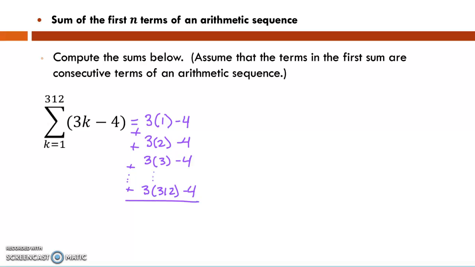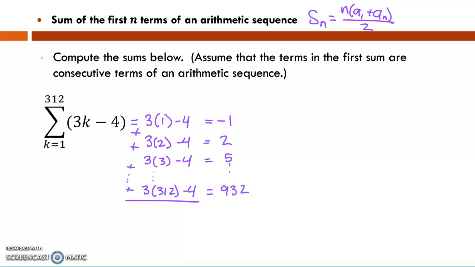And what do we get? That is the question. So we use the equation, the sum of the first n terms is equal to n times a sub 1 plus a sub n, all over 2. Our first term is equal to -1. Our second term is equal to 2. Our third term is equal to 5. And our last term is equal to 932.